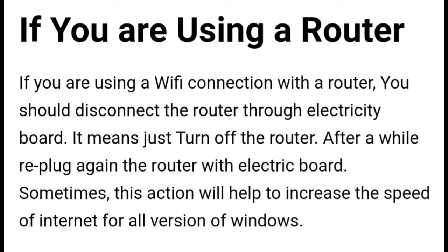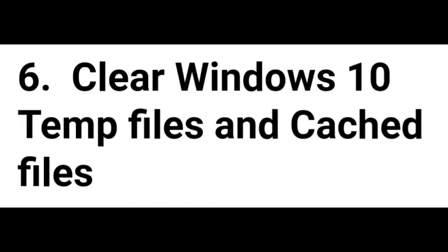If you are using a router, that is a Wi-Fi connection with a router, you should disconnect the router from the electricity board. It means just turn off the router. After a while, re-plug the router into the electricity board again. Sometimes this action will help to increase the speed of internet for all versions of Windows.